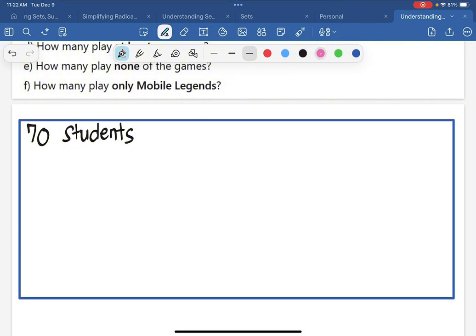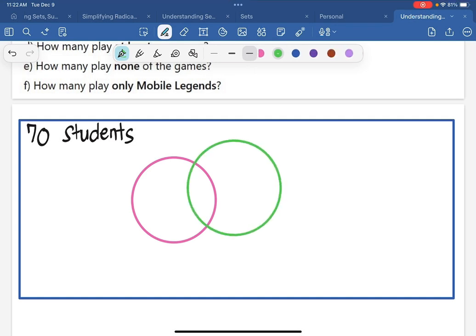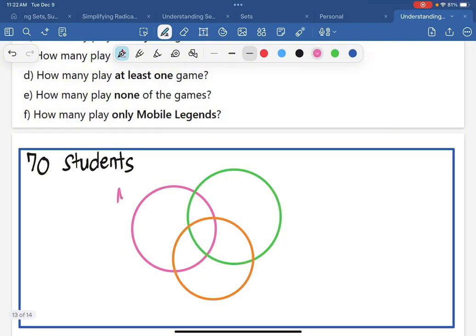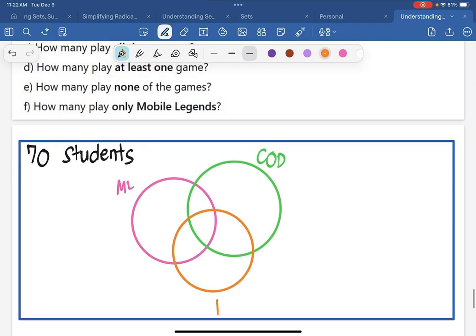We have here ML, COD, and PUBG. Wait, or is it too big? Here. Okay, so first again, let's label first ML, COD, and PUBG.